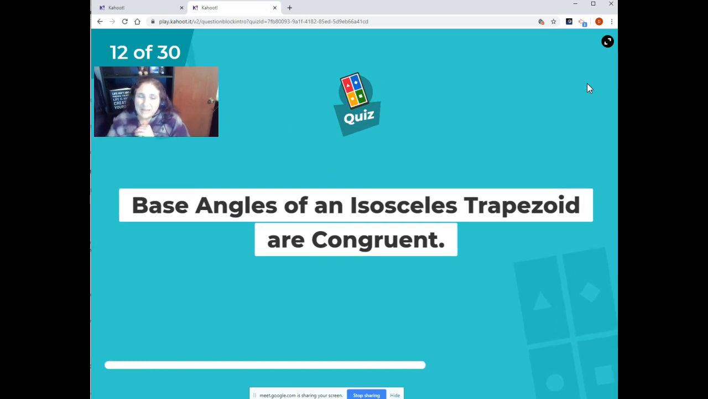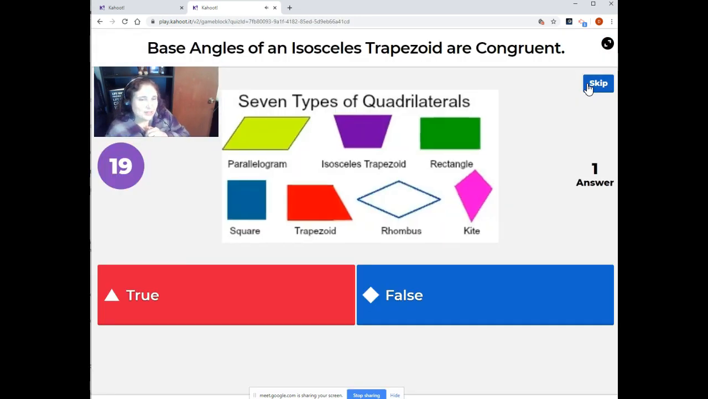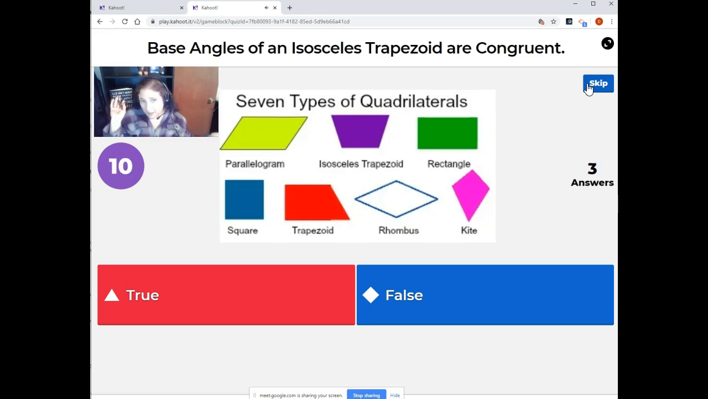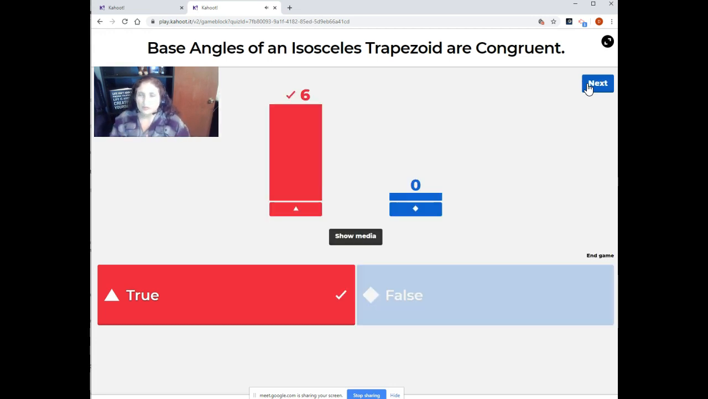Yay! Base angles of an isosceles trapezoid are congruent. Base angles of an isosceles trapezoid. Remember, a trapezoid is just a triangle with its top cut off. It says isosceles. Base angles. It's true.